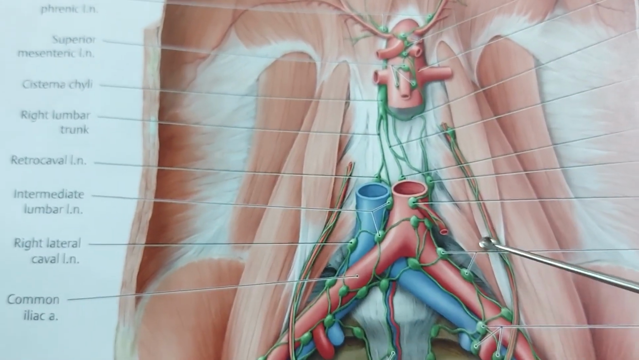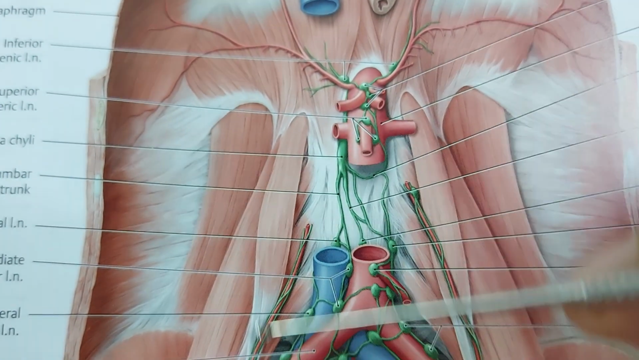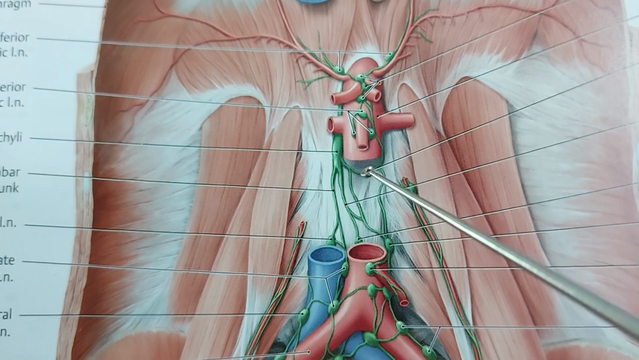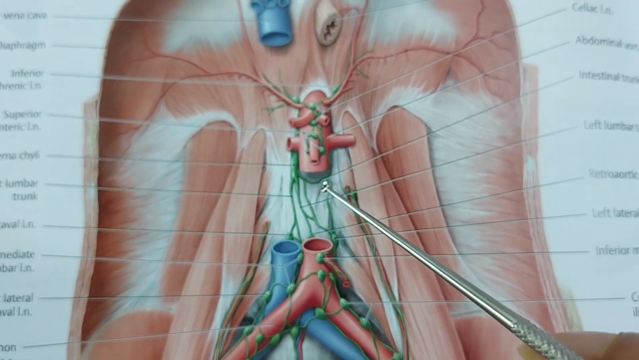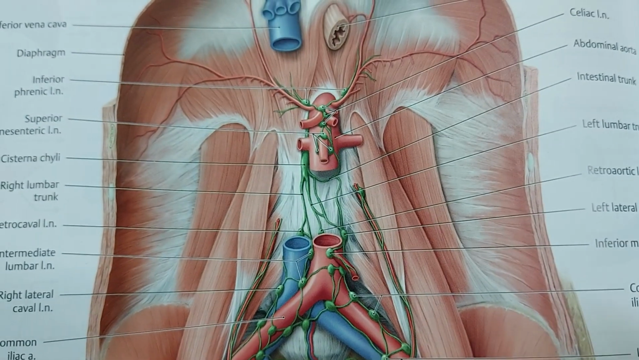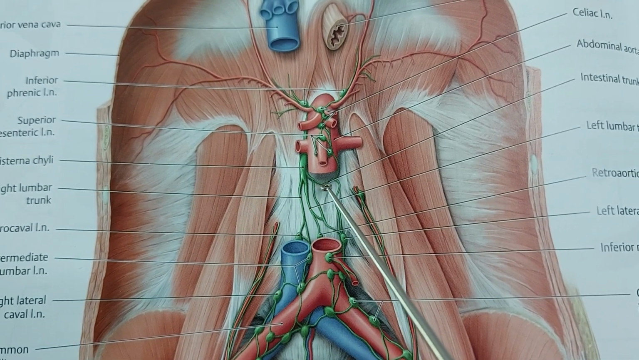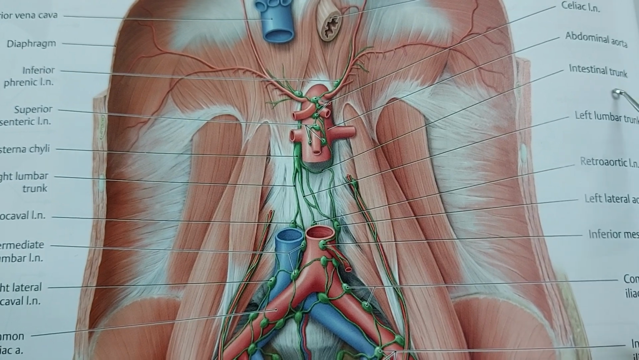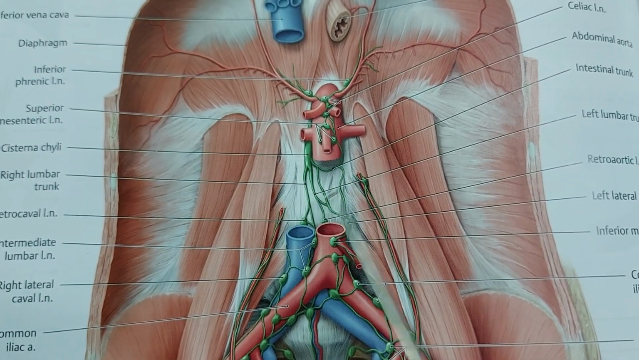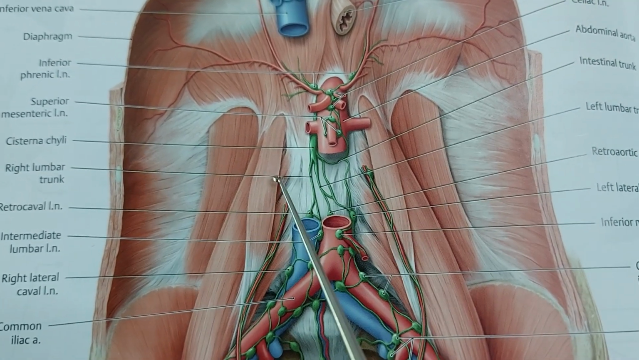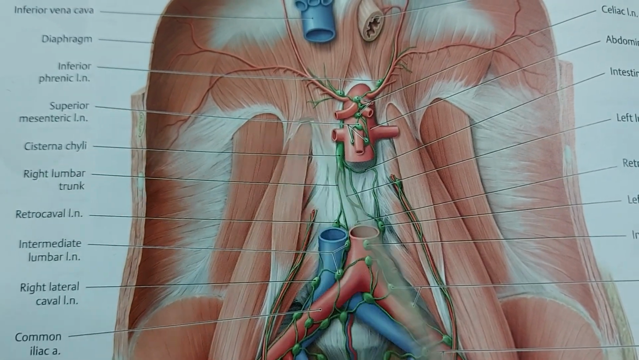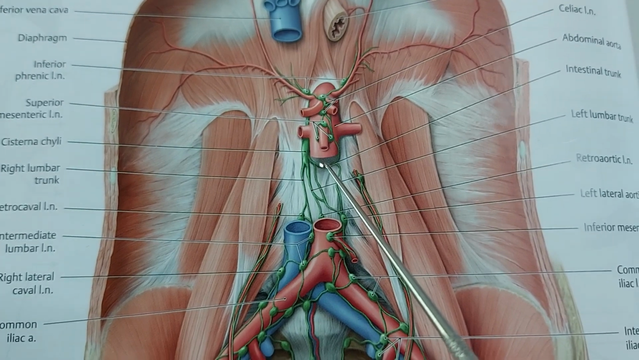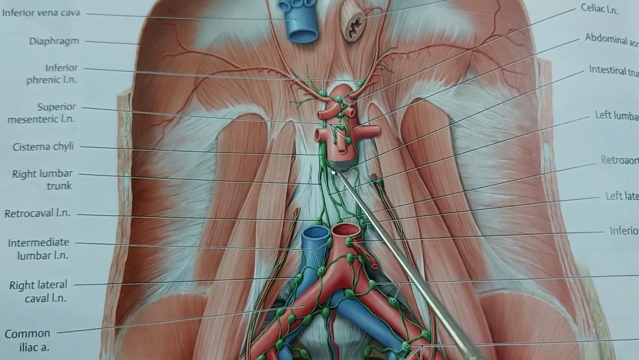iliac lymph nodes. Here is the iliac lymph nodes. In the abdomen, these are the lymph nodes. From these lymph nodes, the lymph vessels originate. Here we see the lymph vessels. Here is a lymph vessel. This lymph vessel is known as the intestinal trunk, and this is the left lumbar trunk, and this is the right lumbar trunk. So here we see the intestinal lymph trunk and the right and left lumbar trunks.